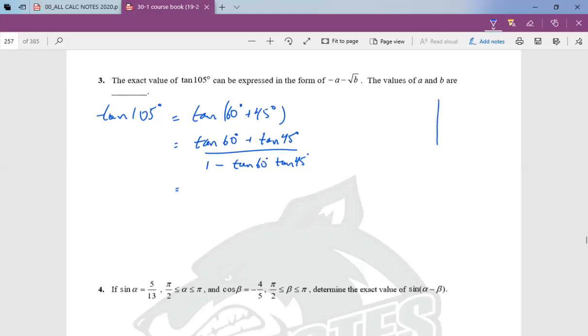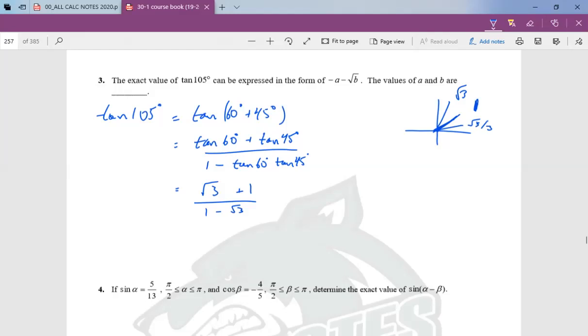A little less straightforward, because we have to now remember our tangent of 60. Remember, tan 60 is root 3, whereas tan of 30 degrees would have been root 3 over 3. Tan of 45, the one that's right in the middle, nice and easy, is just 1. So that's what we have to keep straight. Tan 105 ends up being root 3 plus 1 over 1 minus root 3 times 1.